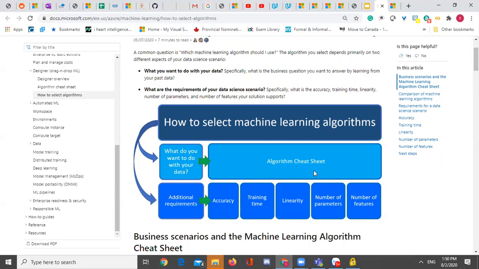Linearity. Linearity is the relation between two objects, whether or not the data displays a linear relationship. And then the number of parameters, the number of features.